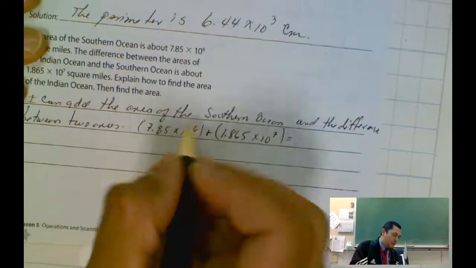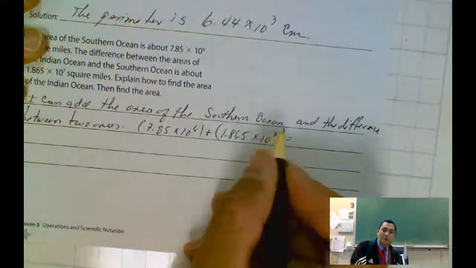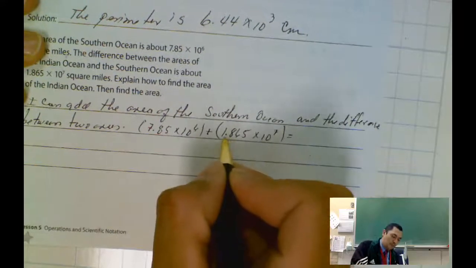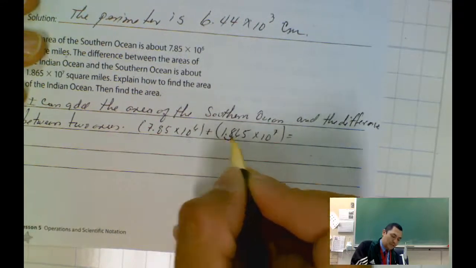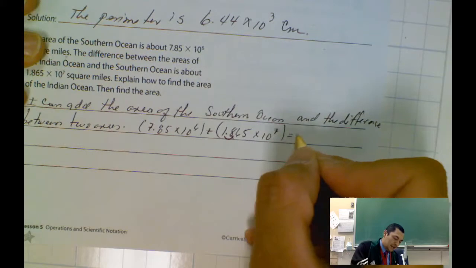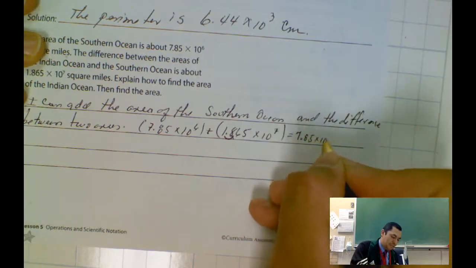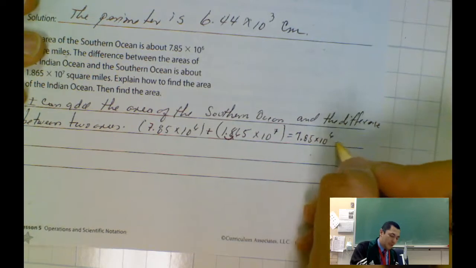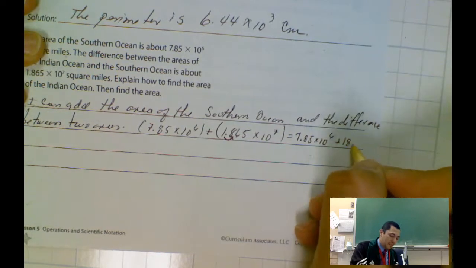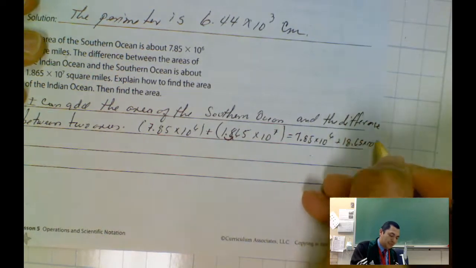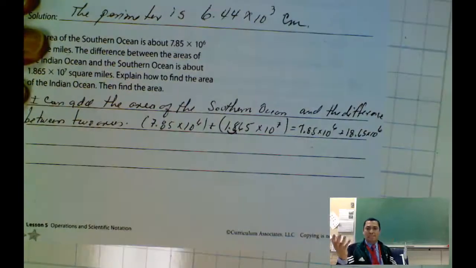So I'm going to manipulate in this case this one, the biggest one. So I move 1 to the right, so this one will be 6. So I have 7.85 times 10 to the 6. I'm writing the problem again. Plus 18.65 times 10 to the 6. Now I have the same exponents.